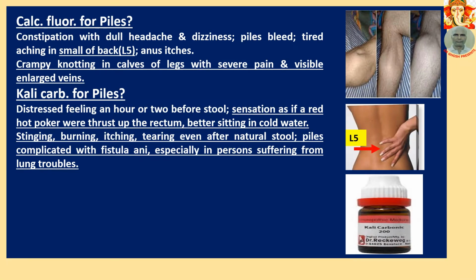Calcarea fluorica for piles. Constipation with dull headache and dizziness. Piles bleed. Tired aching in smaller back. Smaller back, actually the lumbar 5th vertebra level. I will show you the picture immediately.